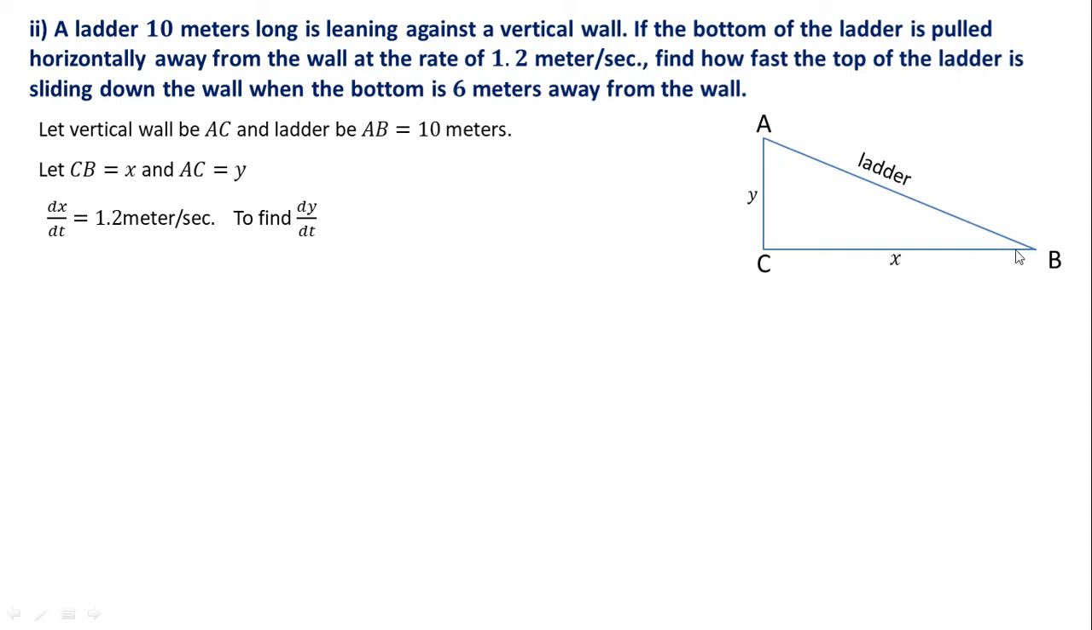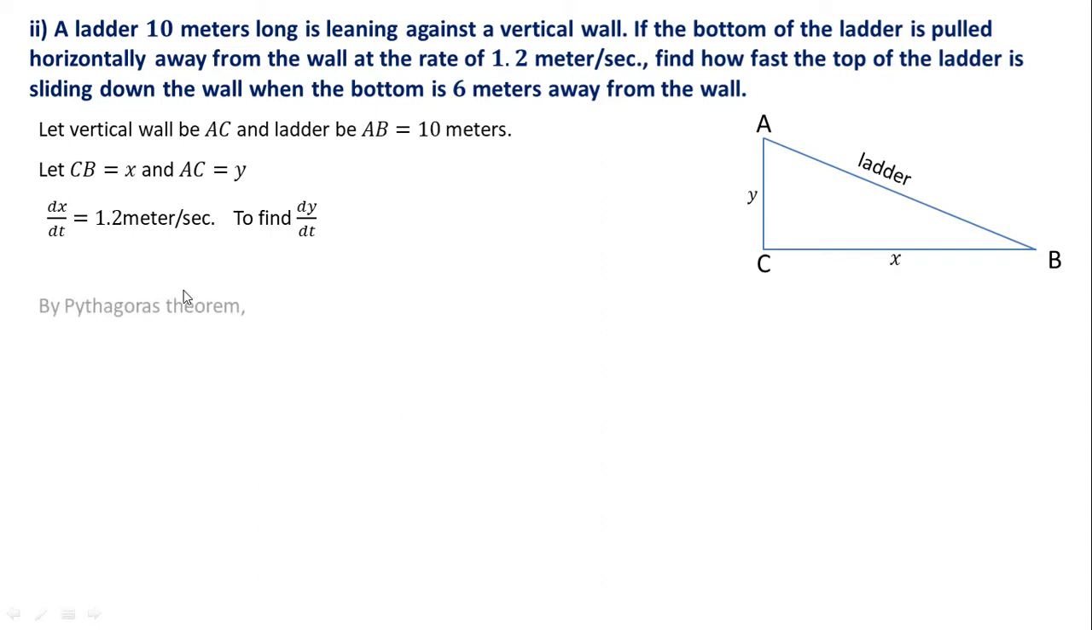If you pull this ladder from the bottom, then the ladder will slide down, sliding towards the down. So this distance is y, that's why we have to find out dy by dt mathematically. Find how fast the top of the ladder is sliding down, this one, like this. And when the bottom is 6 meters away from the wall, this is given to you.